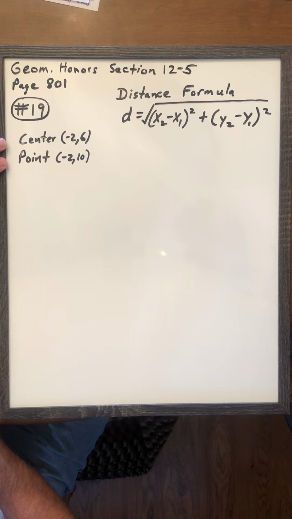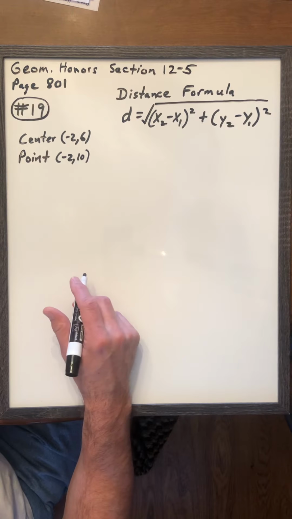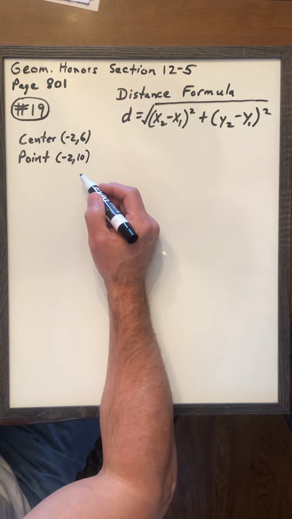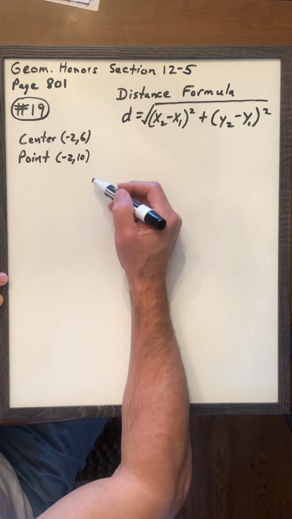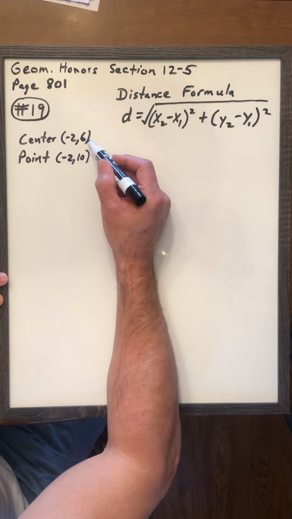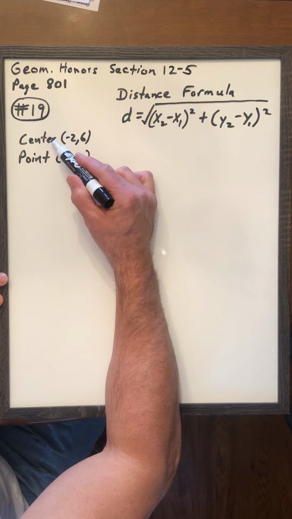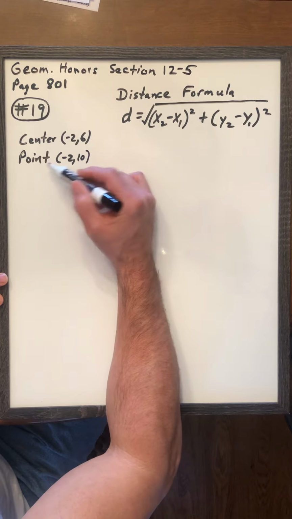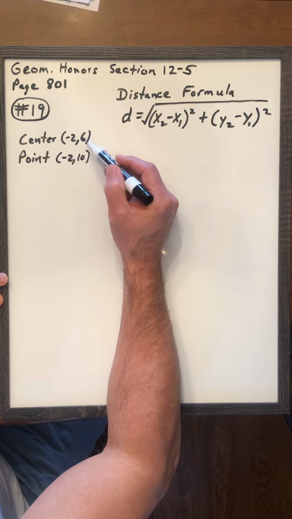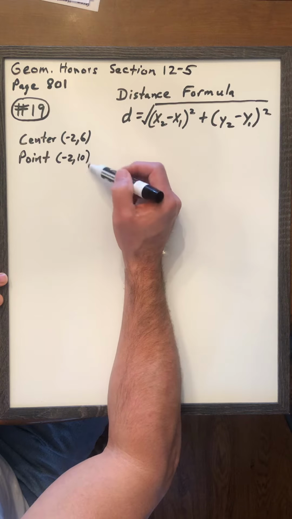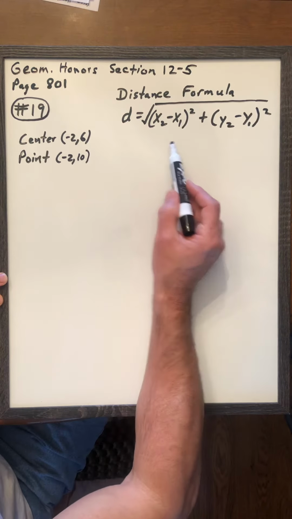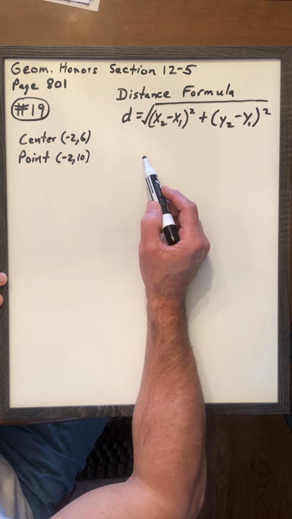So what we are missing is the radius, and we need to find it. In order to do that, we need to find the length from the center point to the point on the circumference. From this point to that point is the radius. We've got to find that length, and to do that we have to use our distance formula.